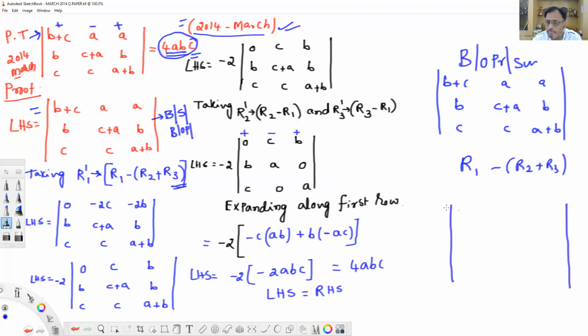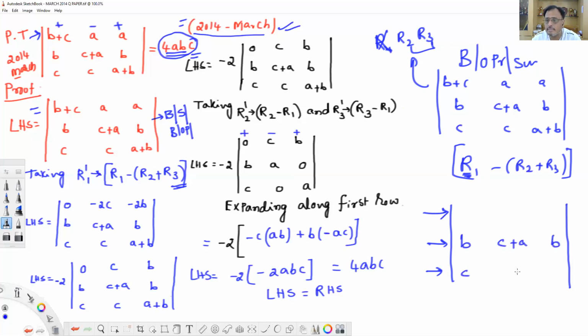Rows means we have to work on rows only. Space for row 1, space for row 2, space for row 3. First, unchanged. This is the type of surgery I am doing: R1 minus R2 plus R3. So, what is unchanged? First ask yourself how many rows are there. 3 rows are there in the original body. In the type of surgery you see here, R1 is the first; that you cancel. These 2 are unchanged: second row, third row, B, C plus A, B, and C, A plus B.